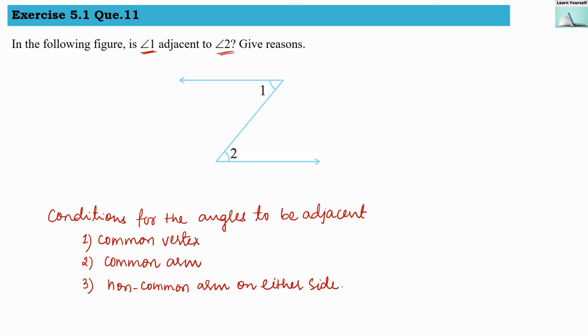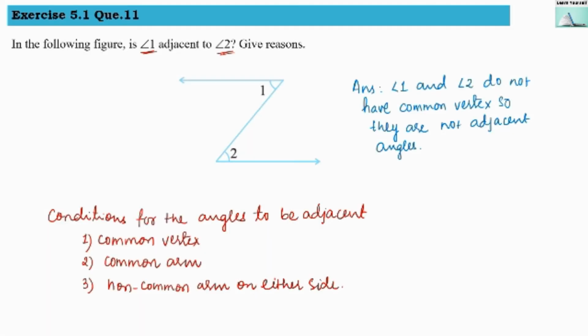So in this figure, if we see, they do not have a common vertex. If the angles are adjacent, like this angle A and angle B, they both are adjacent because they have a common vertex here, they have a common arm here, and they have non-common arms on either side. So these two angles are perfectly adjacent to each other, but here they do not have a common vertex, and because of that these two angles are not adjacent to each other.